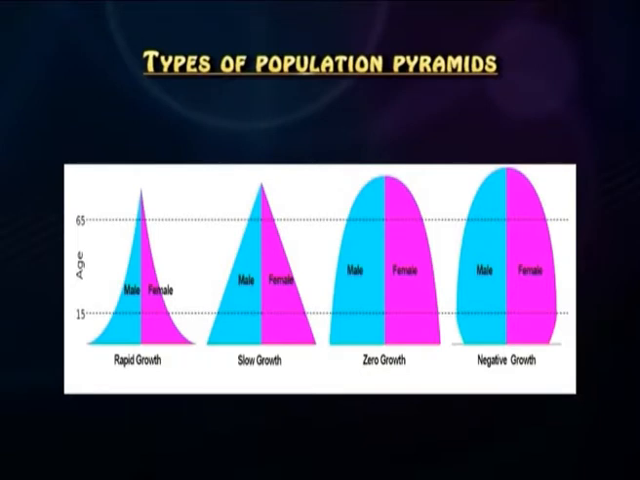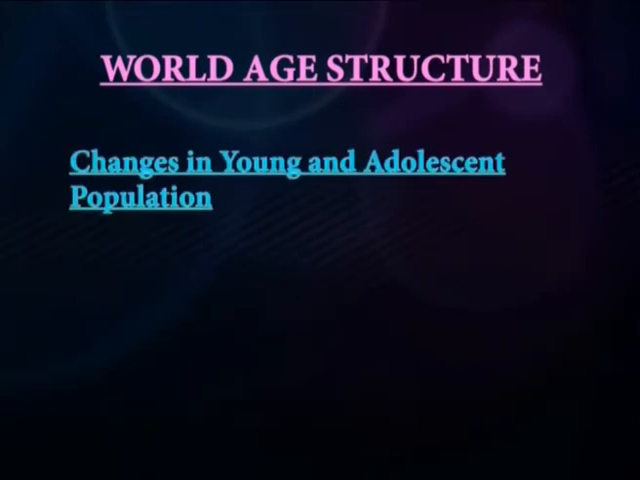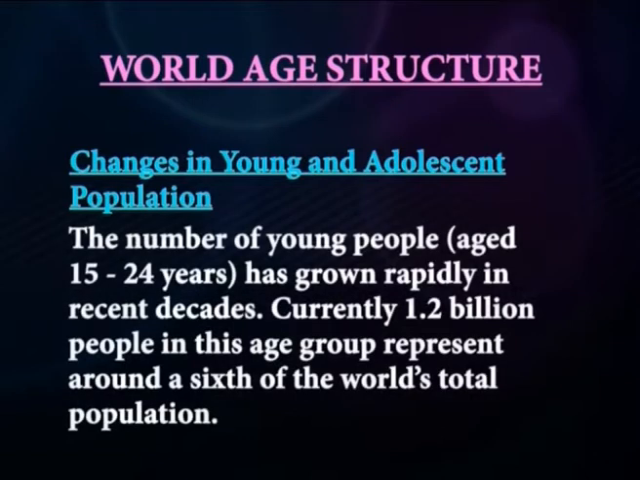The rapid growth pyramid has a broader base, tapering upwards and becoming extremely narrow. The bell-shaped pyramid depicts slow growth. Zero growth is shown through a rectangular polygon and the urn-shaped pyramid shows negative growth. World age structure changes in young and adolescent population. The number of young people aged 15 to 24 years has grown rapidly in recent decades.